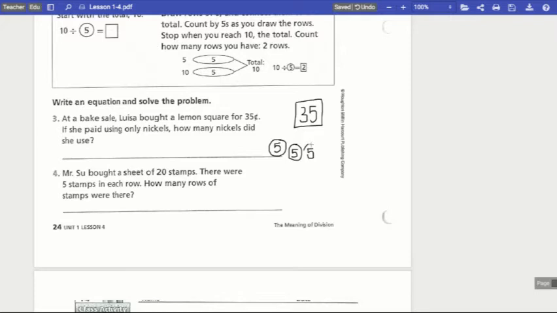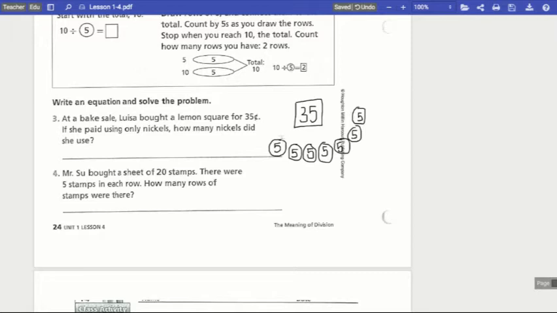15, 20, 25, 30, and 35. I know I get to stop because I got to my total on top.